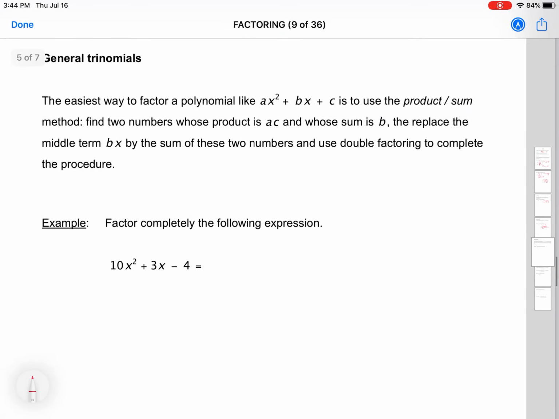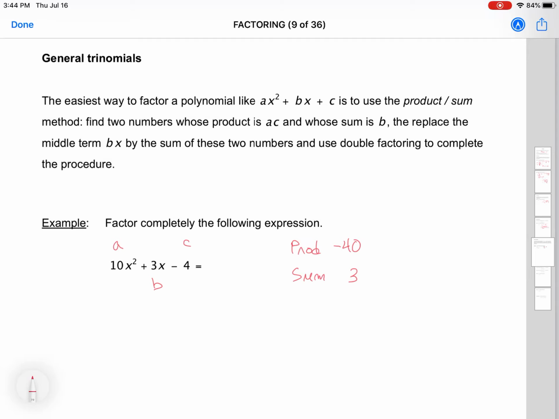Easy stuff. General trinomials. Ax squared plus bx plus c. This is the famous product sum method. So when we have 3 terms, we multiply the a and the c to give you a product of minus 40. And then the b term is the sum of the 2 numbers you are looking for. So just to summarize, now you want 2 numbers whose product is minus 40 and whose sum is 3.